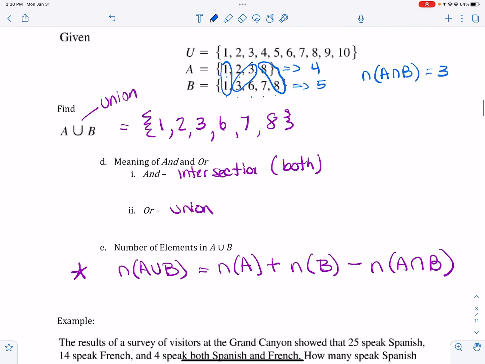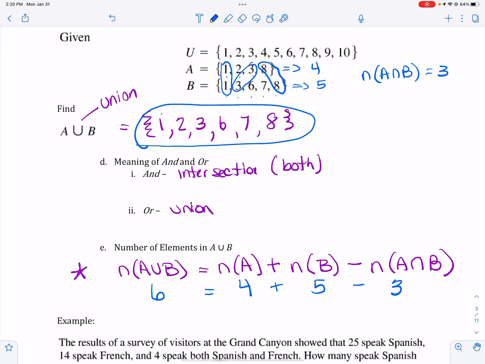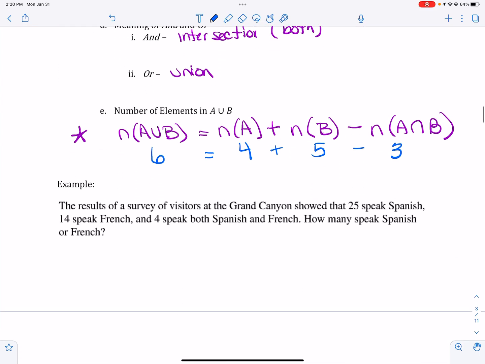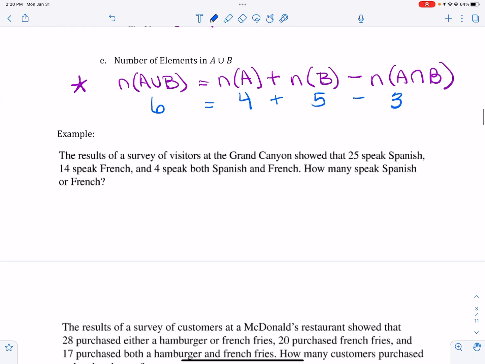So if I use this formula, there are 4 elements in A, 5 elements in B, take away 3 elements in the intersection, that should equal 6 elements. And if I look up here, I do have 2, 3, 4, 5, 6. So we're going to use this formula to answer these next questions, okay?